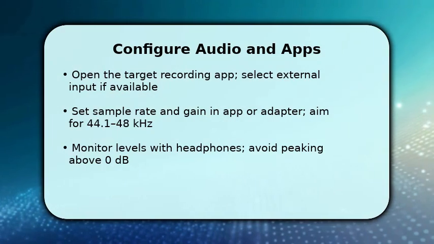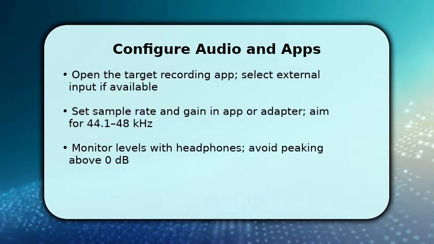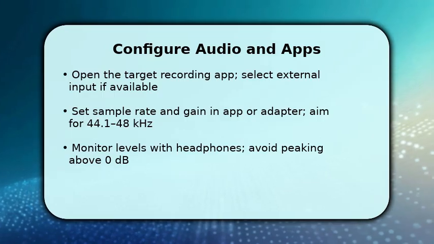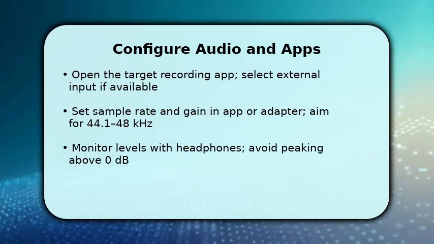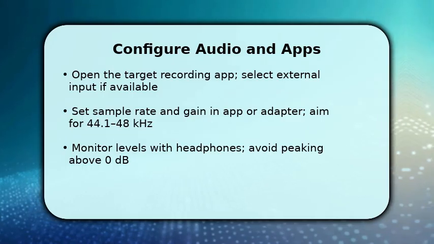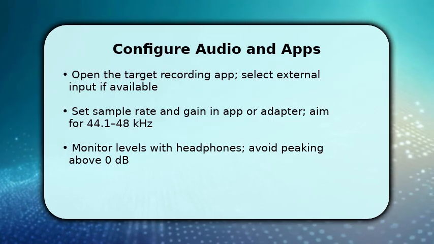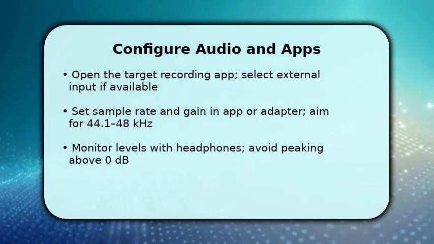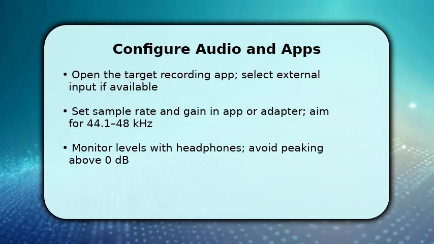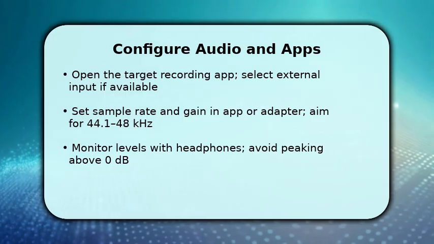Next, you configure the app you'll use, camera, GarageBand, Zoom, or a dedicated recorder, and choose the external input when the option exists, because some apps default to the internal mic. Then set a suitable sample rate and gain, typically 44.1 to 48 kHz, and adjust input trim on the microphone or adapter to prevent clipping.